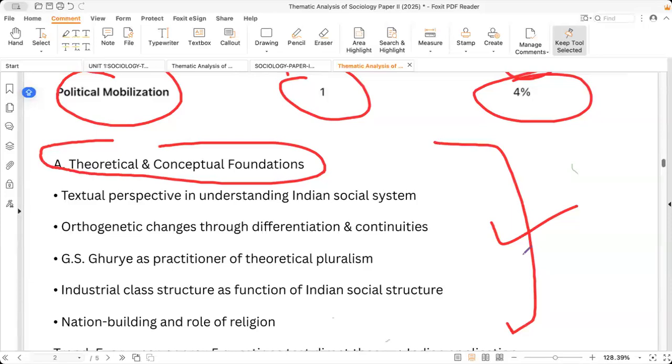Since the development of sociology in India was done on a great scale by G.S. Ghurye, that is why he's called the father of Indology as well. So he had taken a lot of theories. He was inspired by W.H.R. Rivers also, a very prominent sociologist or anthropologist.